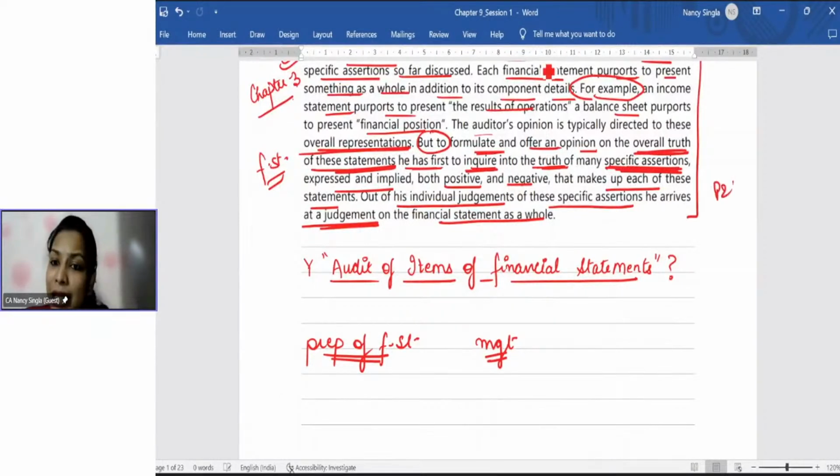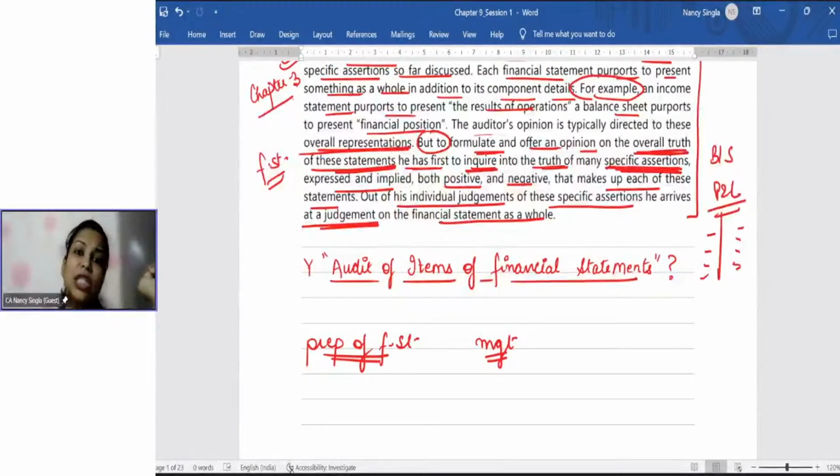देखो P&L देखना है, whether it is giving a true and fair view or not, balance sheet का देखना है, तो each and every income and expense item को जब तक auditor verify नहीं कर लेगा, unless and until he has a comfort with respect to all those assertions, he cannot give his opinion on the financial statement as a whole. As simple as that.